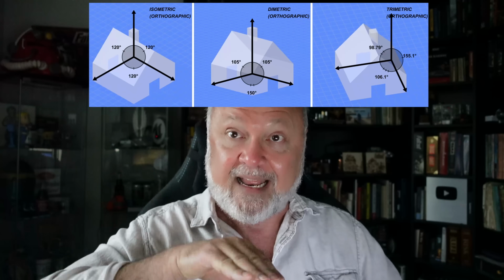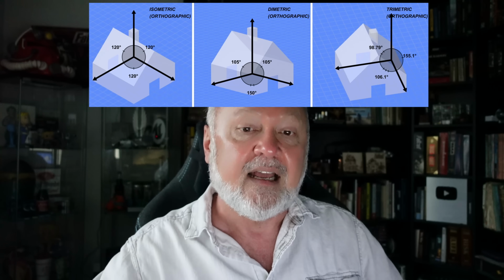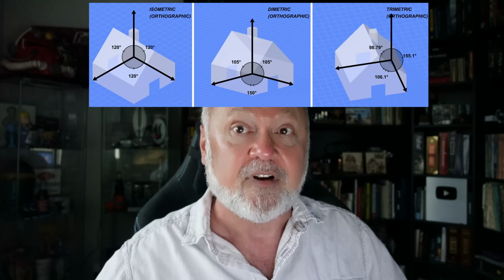You can either go up or down. And they do that to show into buildings better. And I'll get into that. And then you have trimetric, where the three angles are different. Fallout was trimetric. I'll get into that.